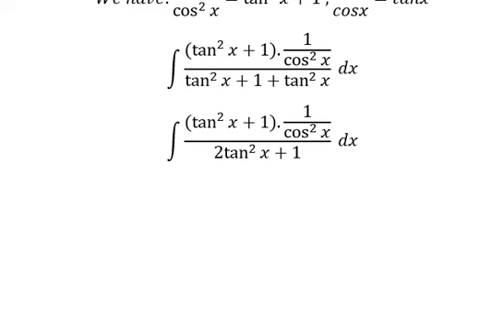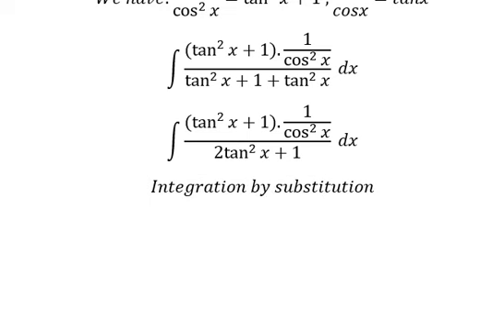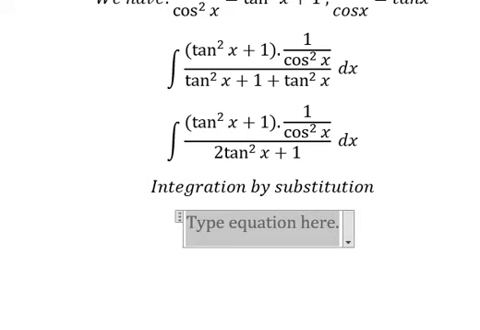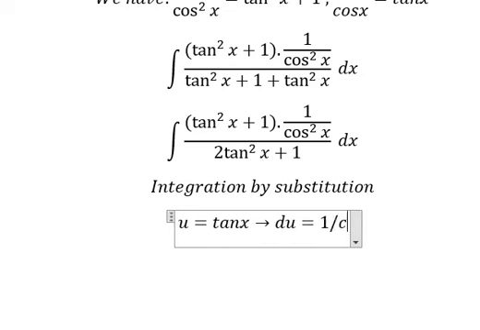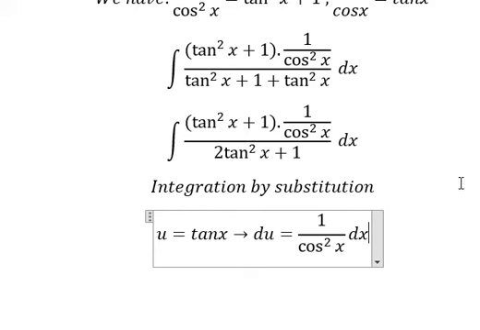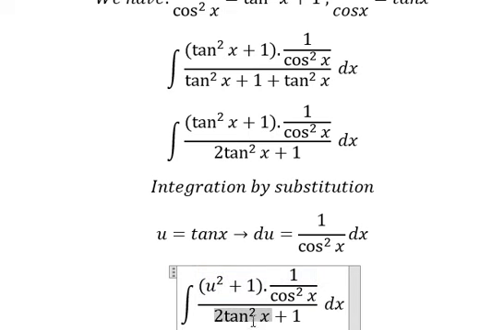Next we need to use integration by substitution. So I will put u equal to tan x. So if I first take the derivative of both sides, you get du equal to 1 over cosine x square dx. This one you get u square. This one you get 2u square. This one with dx we change for du.